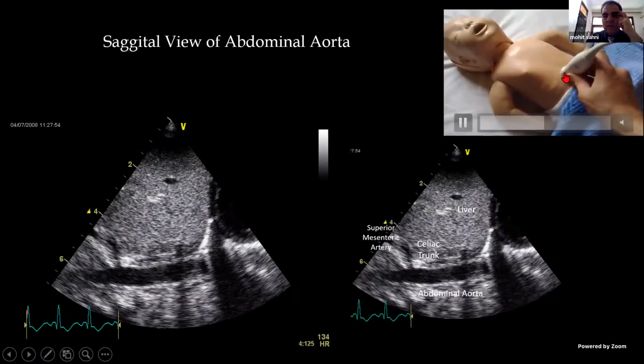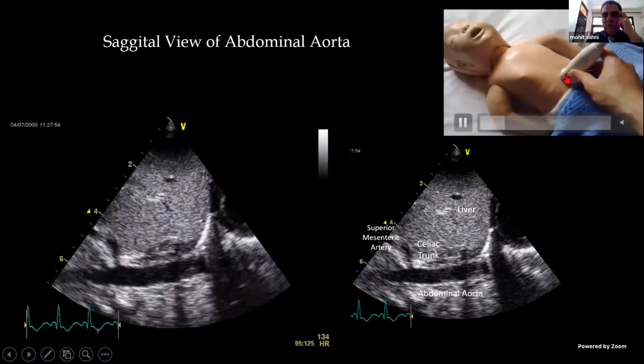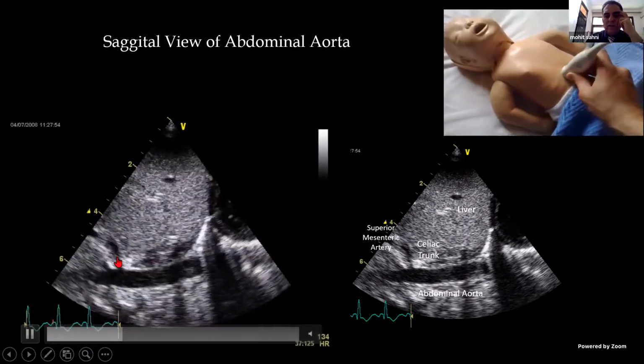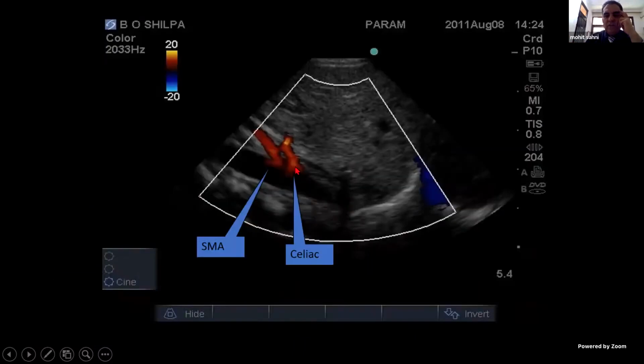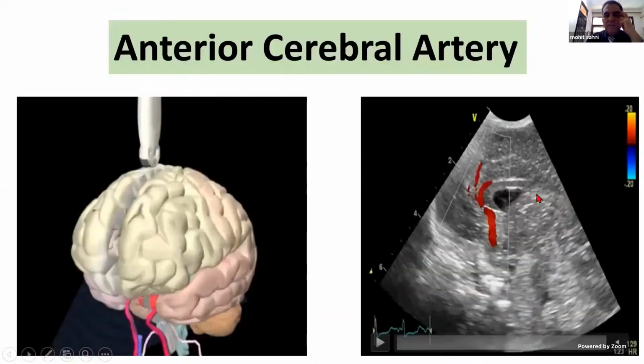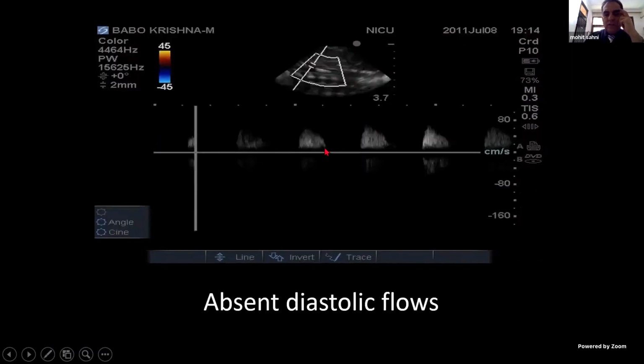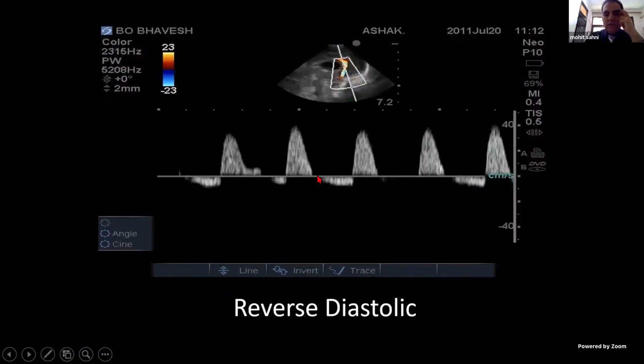And then we do the subcostal views, in which we go for abdominal aorta. This is abdominal aorta, this is spine, and there are two branches, celiac and SMA. We put a color on that and do the Dopplers of celiac and SMA. Normally, there has to be positive flow in systole and diastole. If there is a moderate ductal steal, you will have an absent diastolic flow. And if there is a severe ductal steal, then you will have a negative diastolic flow. So positive systolic and diastolic flow means normal, absent diastolic flow means moderately large duct, and in a severely large duct with HSPDA, you will have a reverse diastolic flow.